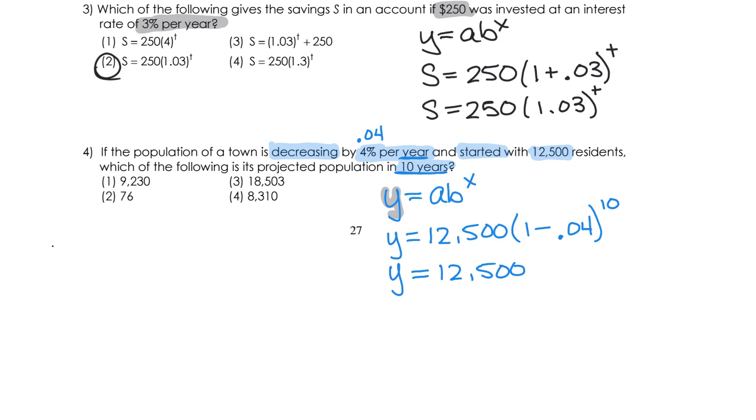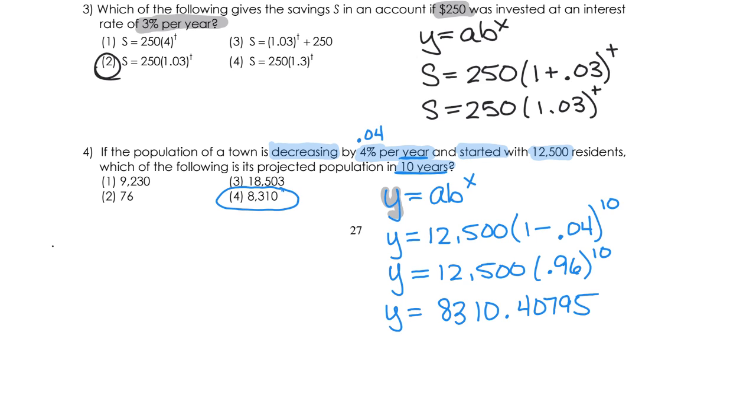1 minus 0.04 is 0.96. You'll notice, guys, that number's under 1, and so when we use a multiplier that's under 1, we're going to be decreasing or decaying. All we have to do is type that right into our calculator, exactly how it looks, and we're going to end up with 8,310.40795. Because this is multiple choice, we'll just make sure that we pick the right number, and there's not anything even close, so we don't have to round, and so it's choice 4.